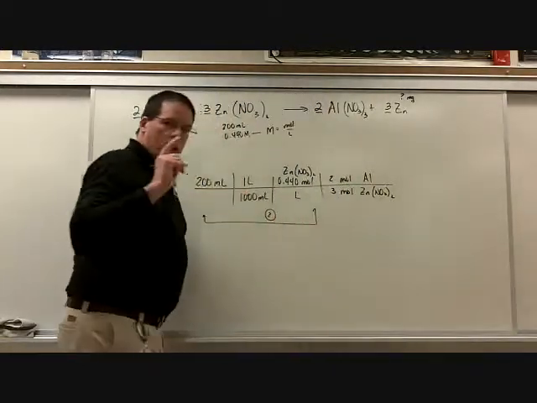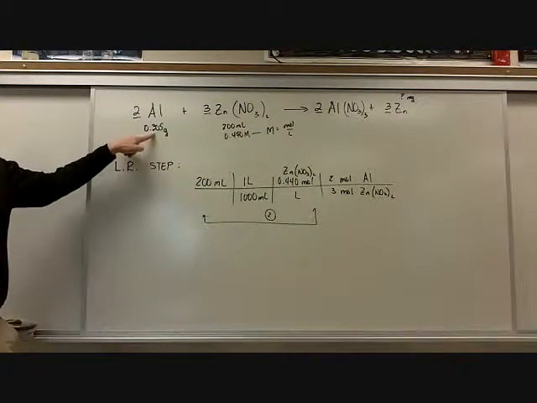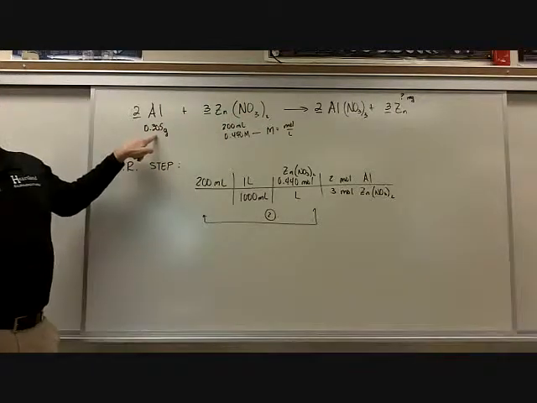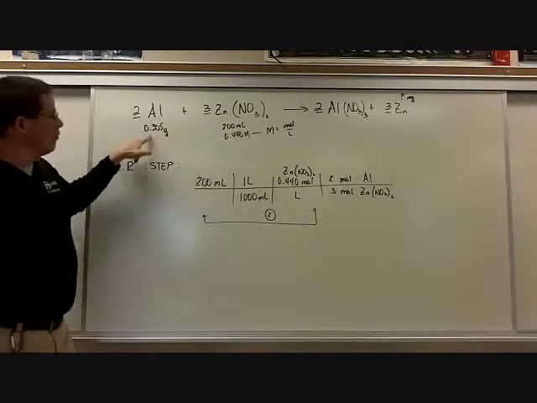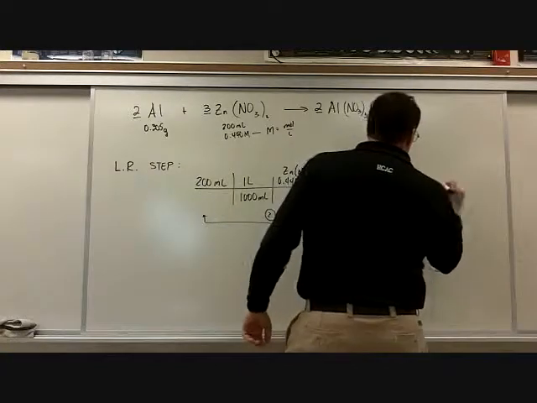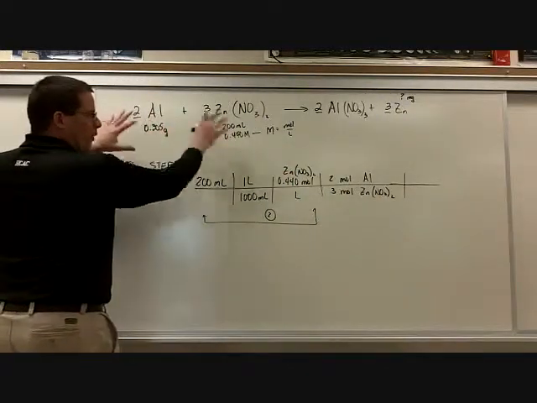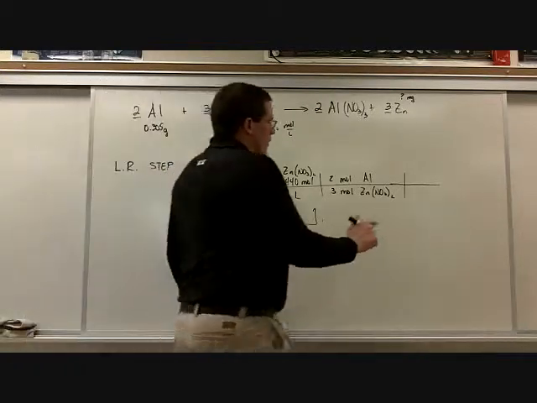Now, here's the difference. We want to go back to the unit that the other reactant is in. We started with this, so we want to go back to grams. If this were in moles, we go to moles. If it were in volume, then we'd go to volume. I'll show you how to do that a little bit later on, if both of these reactants were given as volumes and molarities.